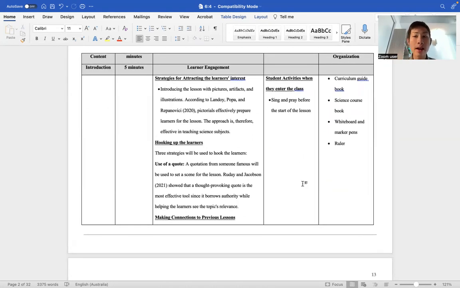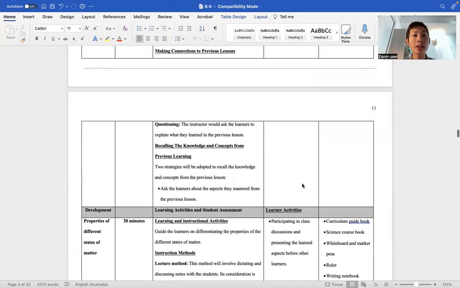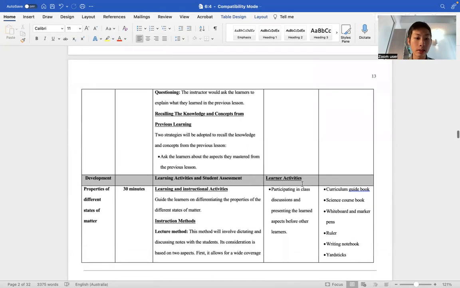So let's look at another journal. This journal is Rude and Jacobson 2021, which showed that a thought-provoking quote is the most effective tool since it borrows authority while helping the learners see the topic's relevance. Of course, I shall be making a connection to a previous lesson, which is the states of matter, quite recently last week. And then I shall be using the lecture method for the first time since it's more theoretical.